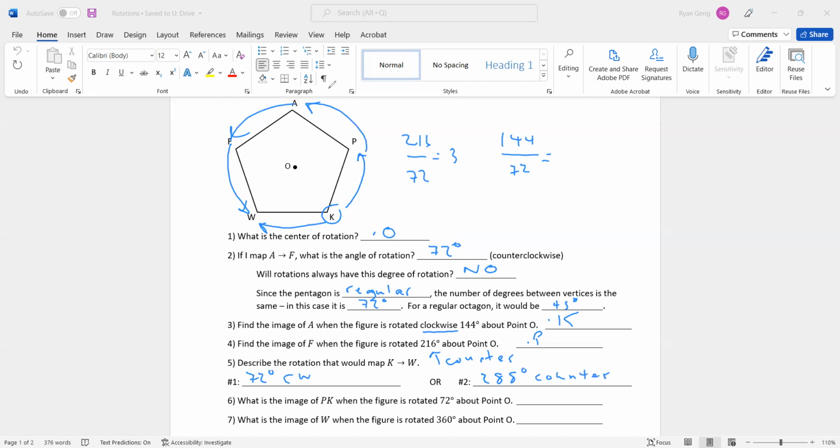Number 6, what is the image of PK? Now I'm talking about a side here. I'm not talking about a vertex or an angle here. I'm talking about a side. PK is that whole thing.